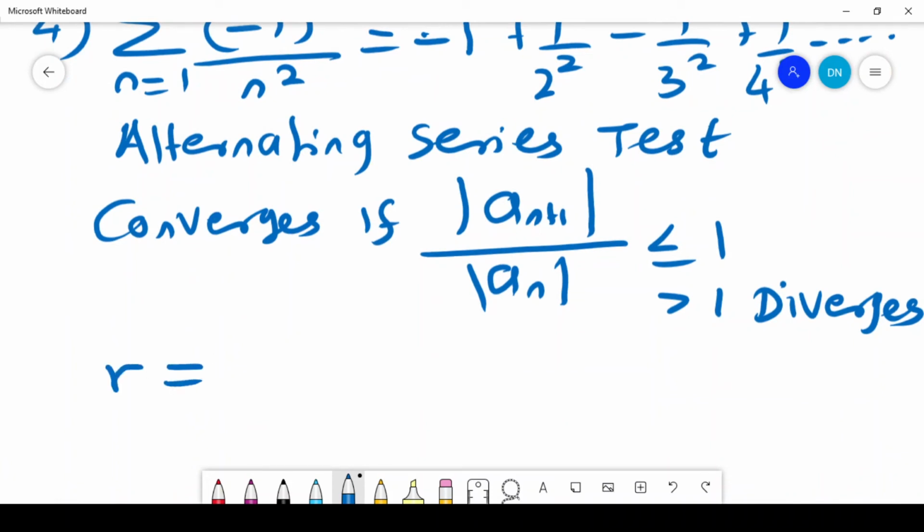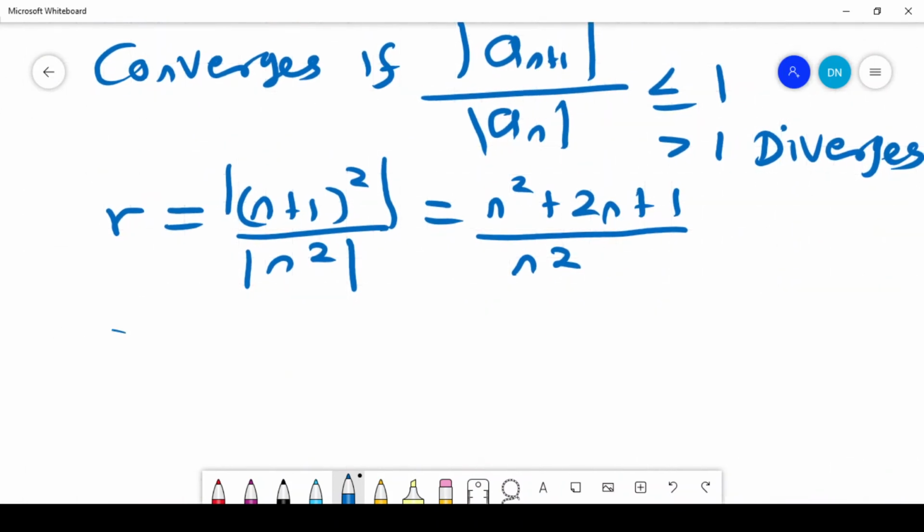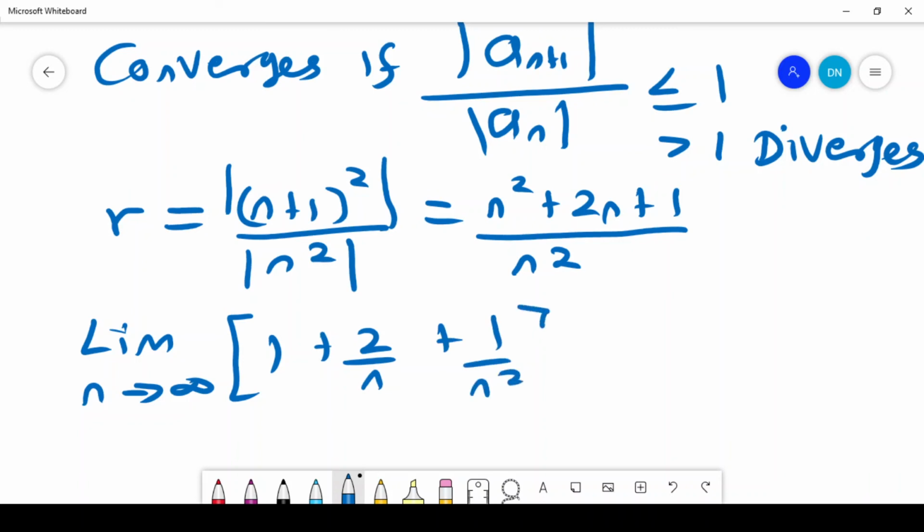If you get the absolute value, we'll definitely be left with a very simple equation. So my R will be, the absolute value will be (n plus 1) squared all over n squared, because the other one is a negative value. This gives me an equation of the form n squared plus 2n plus 1 all over n squared. So I can get the limit as n tends to infinity of 1 plus 2 over n plus 1 over n squared, and this will tend towards 1. So it converges.